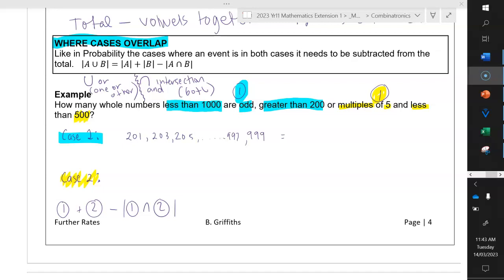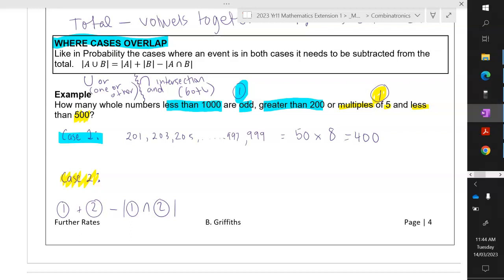So if we think about what's happening, numbers between 200 and 300, half of them are odd. So in every 100, 50 of them are odd. And we've got numbers in the 200s, 300s, 400s, 500s, 600s, 700s, 800s, and 900s. So we've got 8 lots of 100s, of which each of those hundreds, 50 are odd. 8 5s are going to be 40. So we've got 400 numbers that sit in case 1.